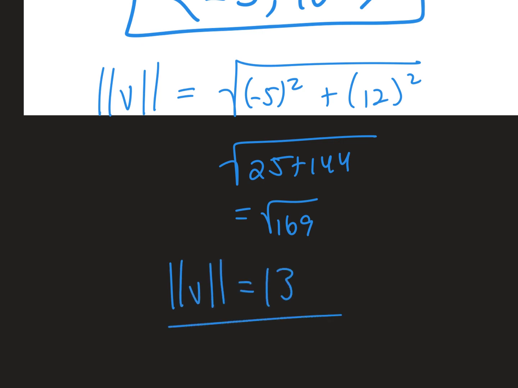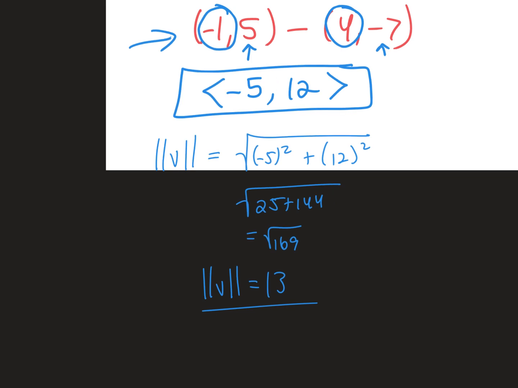13. Good. Very good. So anytime you're in vector form, all you have to do to find the magnitude is take the first piece, square it, second piece, square it, add it together, take the square root. It's like the distance formula is already condensed for you.